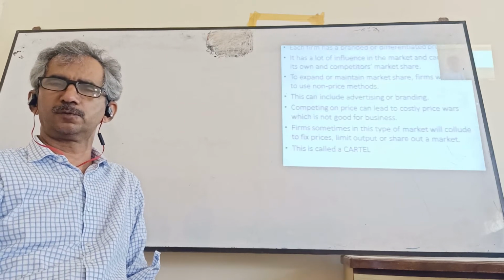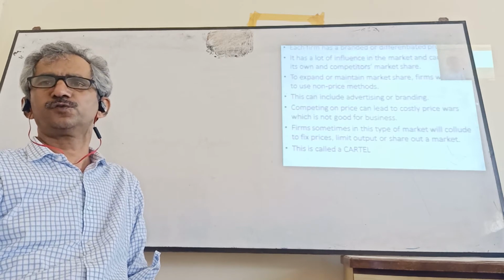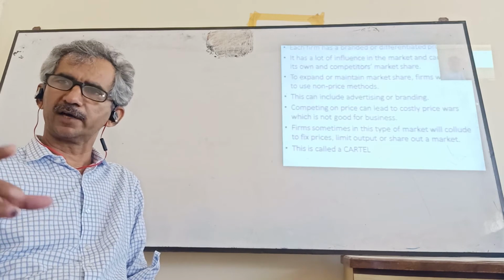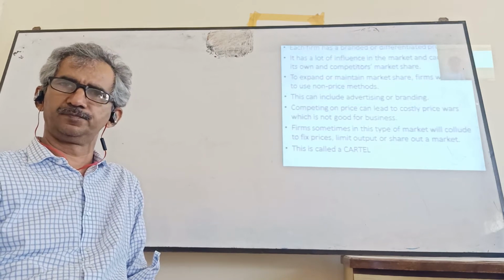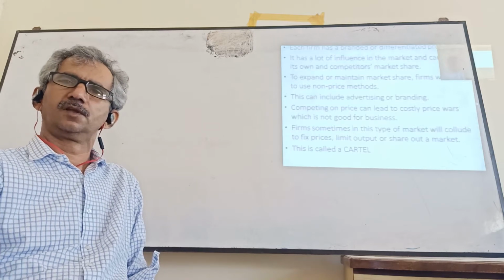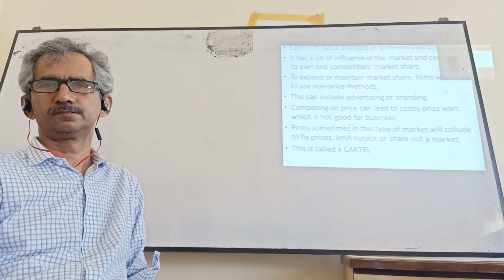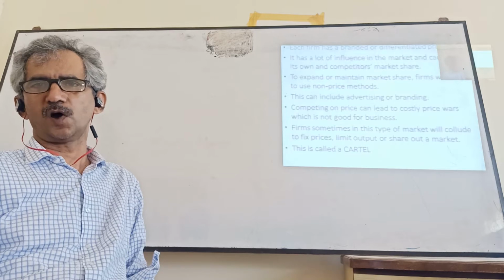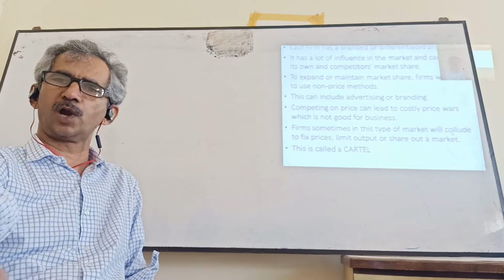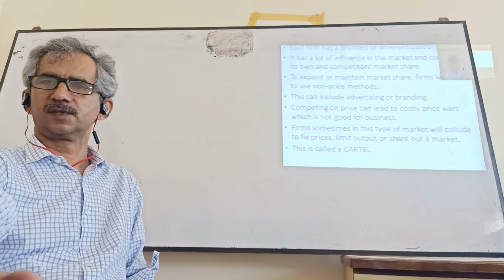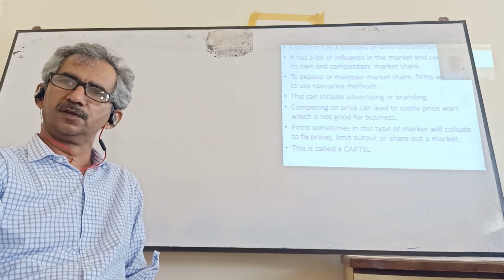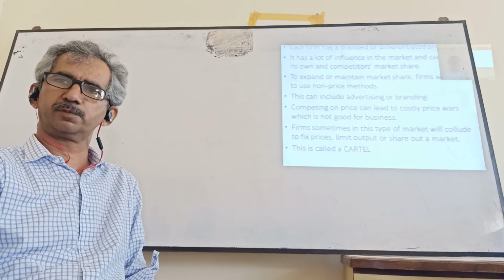Each firm has a branded or differentiated product in the oligopoly. It has a lot of influence in the market and can affect its own market share or its competitors' market share. To expand or maintain market share, firms want to use non-price methods. This can include advertising or branding. Competition on price can lead to costly price wars, which are not good for the business. Firms sometimes in this type of market will collude to fix prices, limit output, or share out a market. This is called a cartel. Firms create cartels to manipulate the prices.